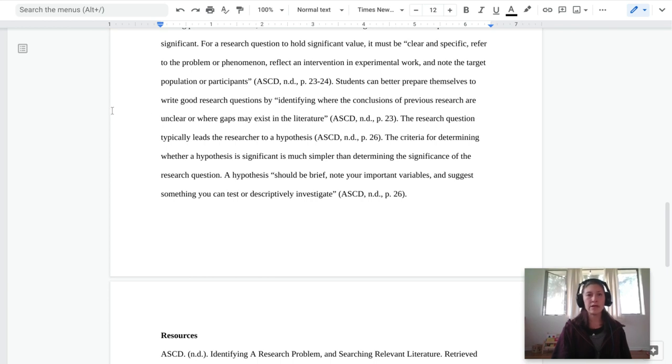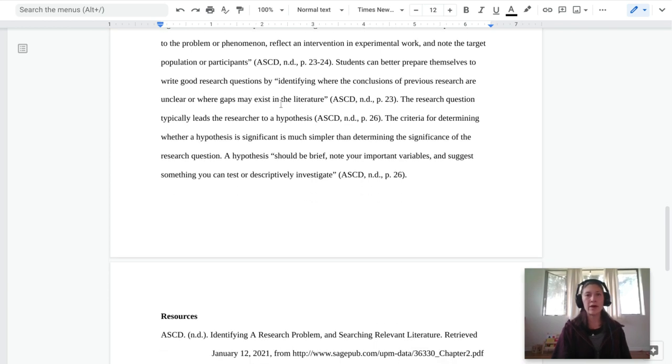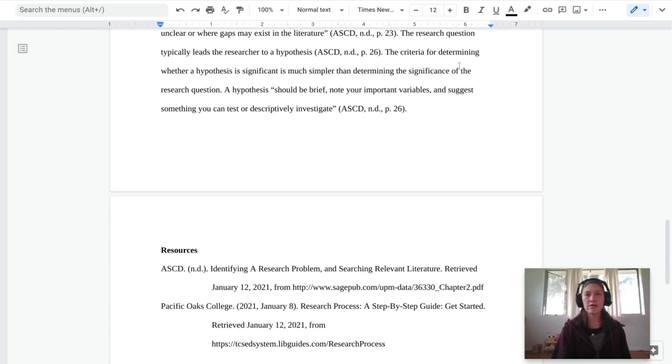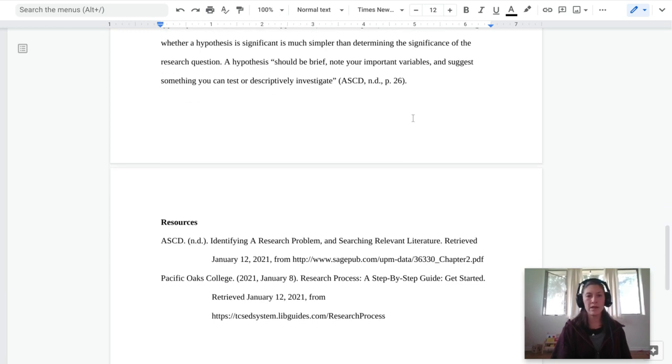Students can better prepare themselves to write good research questions by identifying where the conclusions of previous research are unclear or where gaps may exist in the literature. The research question typically leads the researcher to a hypothesis. The criteria for determining whether a hypothesis is significant is much simpler than determining the significance of the research question. A hypothesis should be brief, note your important variables, and suggest something you can test or descriptively investigate.